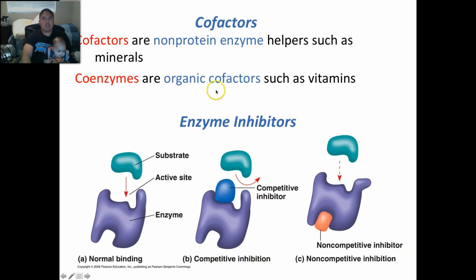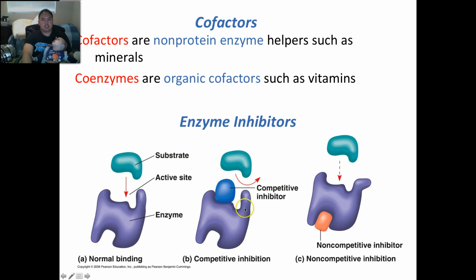Some more little vocabulary words you need to know. Cofactors. These are non-proteins. They're enzyme helpers, and they're called cofactors. And coenzymes, or organic cofactors, such as vitamins. So vitamins and minerals, things that you eat, help you digest or get the nutrients that you need, but they are not necessarily as important as traditional enzymes.